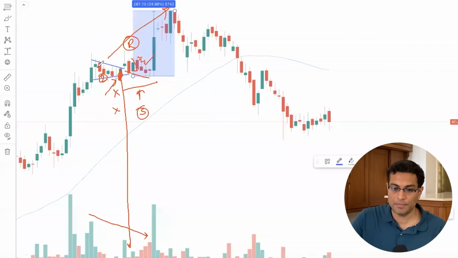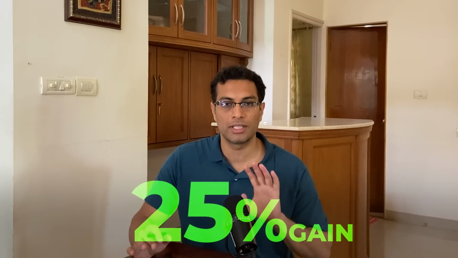So the importance of this pattern is that please do not buy stocks when they are going up. For example, if you would have purchased this stock here, that would have been disastrous. You should have purchased the stock as per the flag pattern, and you could have booked an immediate gain, or almost an immediate gain, of 25% on that stock.